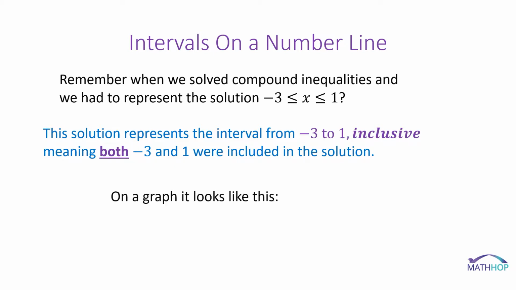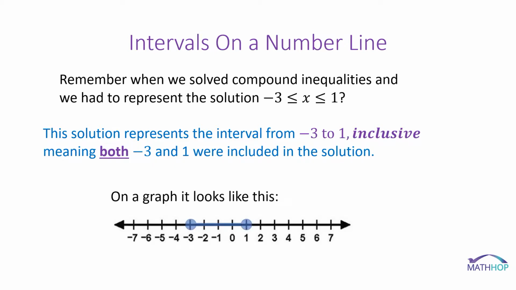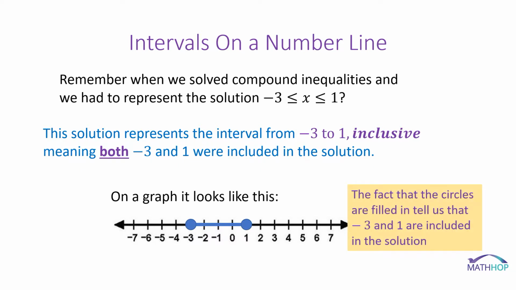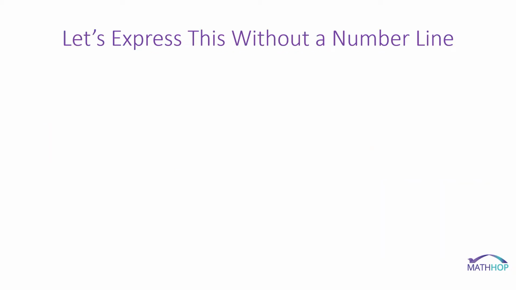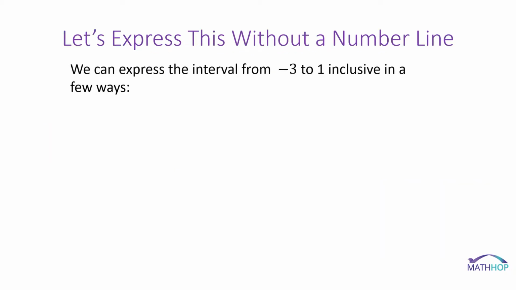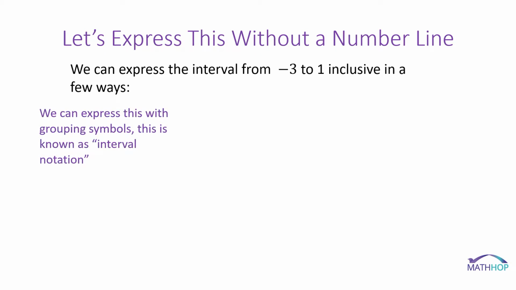On a graph, remember we had to solve and graph, we would graph it with closed circles. And the closed circles meant that -3 and 1 were also part of the solution. So today, interval notation deals with expressing this but without a number line. So when we say without a number line, we're going to express the interval from -3 to 1 inclusive in a few ways. The first way is with grouping symbols, and this is what is traditionally known as interval notation. So grouping symbols for this instance would be a hard bracket, -3, comma, 1, hard bracket.